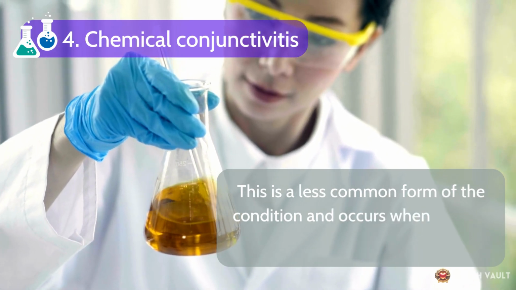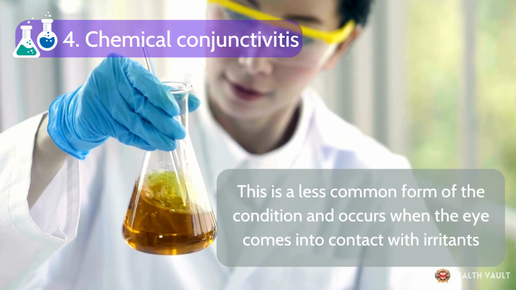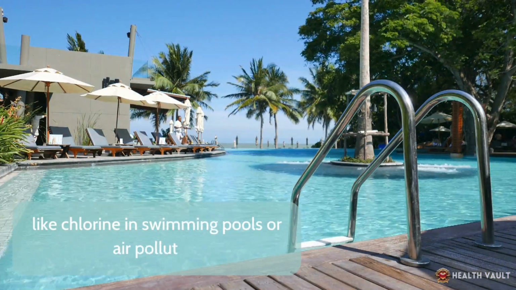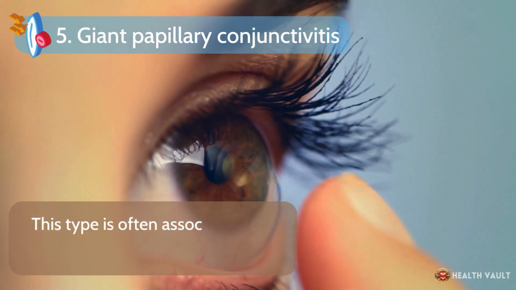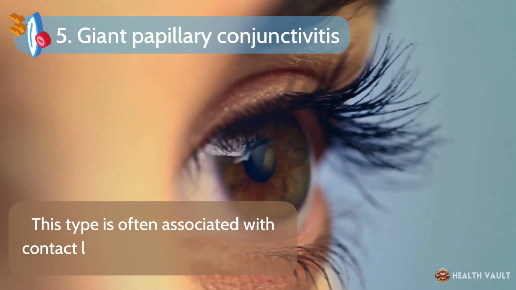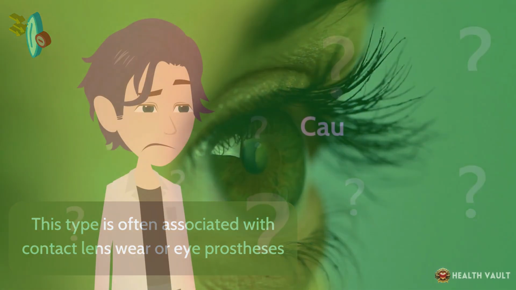Number 4. Chemical conjunctivitis. This is a less common form of the condition and occurs when the eye comes into contact with irritants like chlorine in swimming pools or air pollution. Number 5. Giant papillary conjunctivitis. This type is often associated with contact lens wear or eye prosthesis.